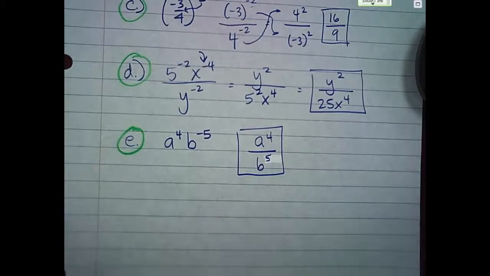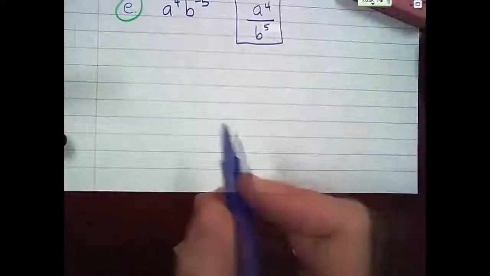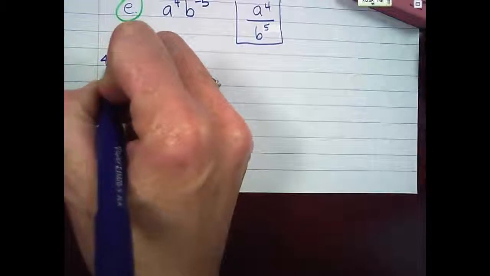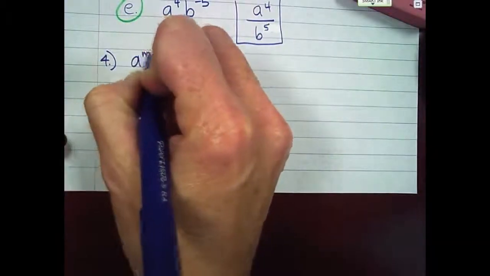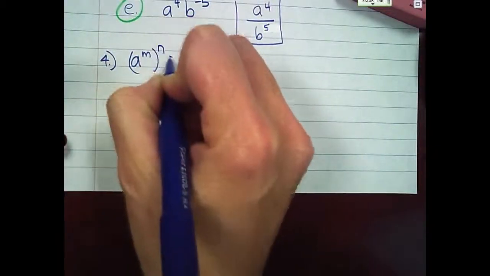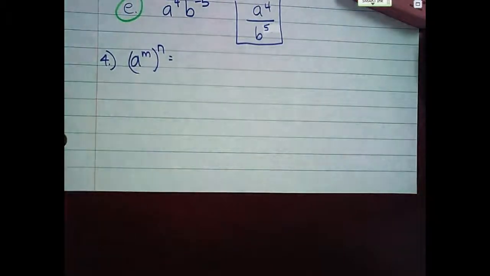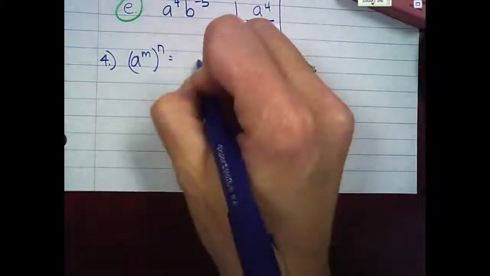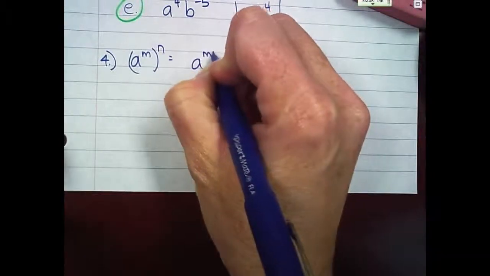Another property. a to the m raised to the n power. Does anybody remember what to do when you raise a power? What am I going to do with the m and the n? Good, I'm going to multiply. So that becomes a to the m times n.